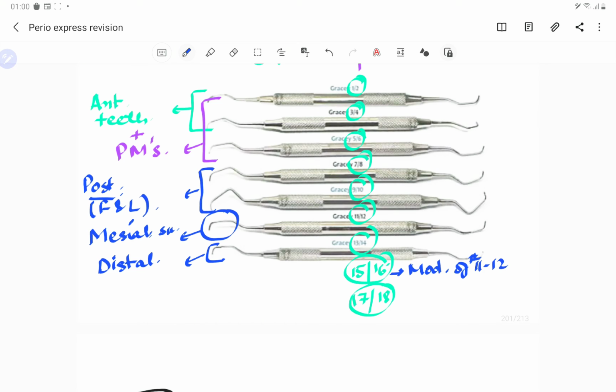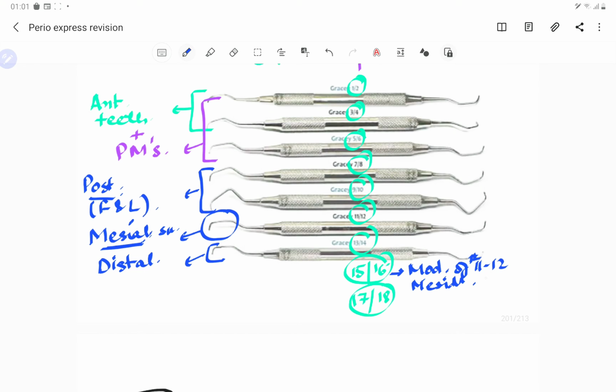So 15, 16 is the modification of the 11, 12 for the mesial surface of the posterior teeth. Because we know that 11, 12 is the mesial surface. That is why I told you we have to always remember that 11, 12 is the mesial one. So just write 2, 11 and then combine it. So that will be the mesial surface of the posterior teeth.